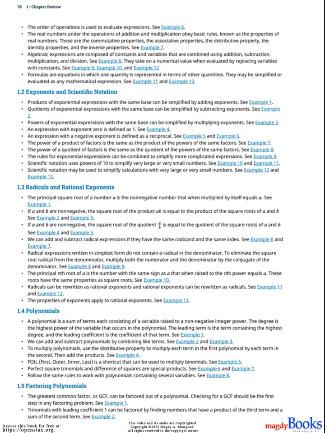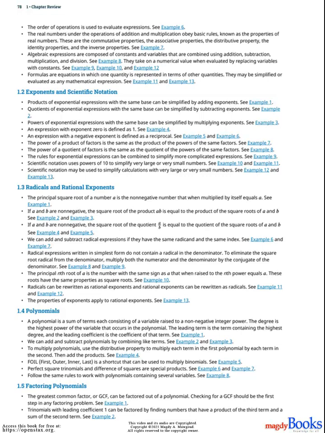1.2.2. Quotients of exponential expressions with the same base can be simplified by subtracting exponents. See Example 2. 1.2.3. Powers of exponential expressions with the same base can be simplified by multiplying exponents. See Example 3.